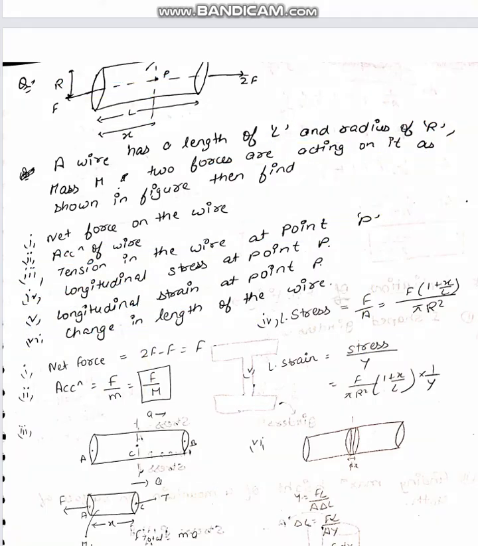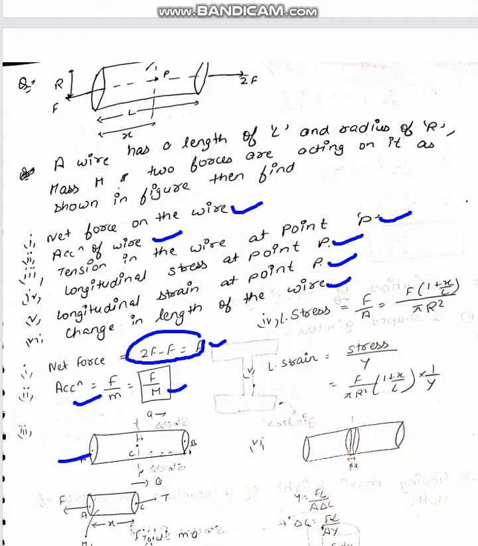Now let's start with another question. There is a rod and two forces F on it. Then we need to find net force on the rod, then acceleration of the wire, tension at a certain point, longitudinal stress, longitudinal strain, and a change in length of the wire. So firstly, net force: because forces are opposite, net force will be F. Then acceleration is net force by mass. We can calculate acceleration.